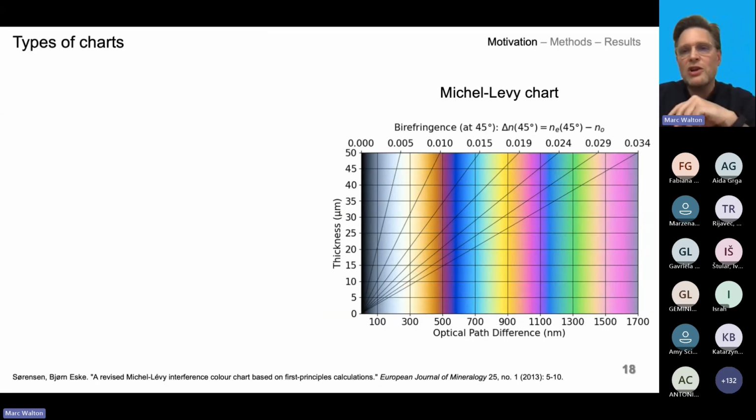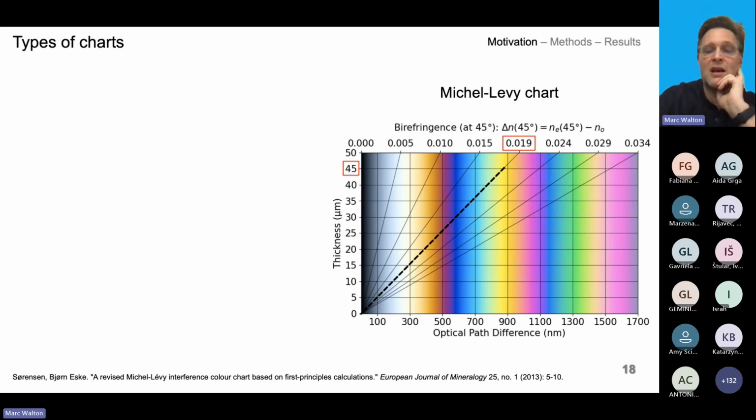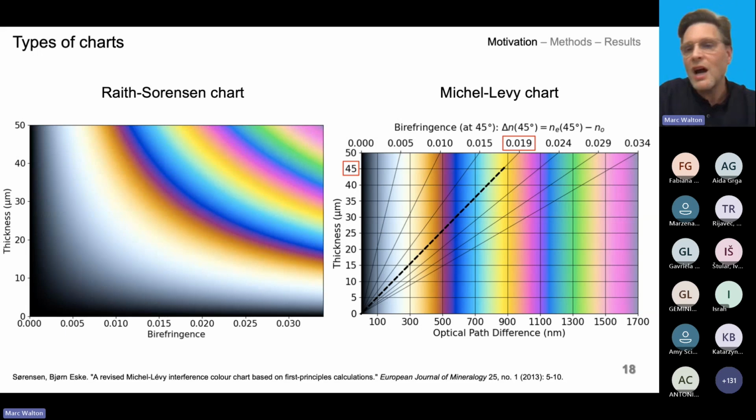So just a quick note about the Michel-Levy table: you might think about a particle that is 45 microns thick. You have a birefringence of 0.019, and if we draw a line across this 0.019 contour line, we can produce that yellow color, which would be the type of interference color that we want to see. Another way of showing you the birefringence and thickness relationship more directly is the Wraith-Sorensen chart that I'm showing you here. And again, we put in this birefringence value, and we can see that at 45 micron thickness for a particular specimen, it produces a yellow color.